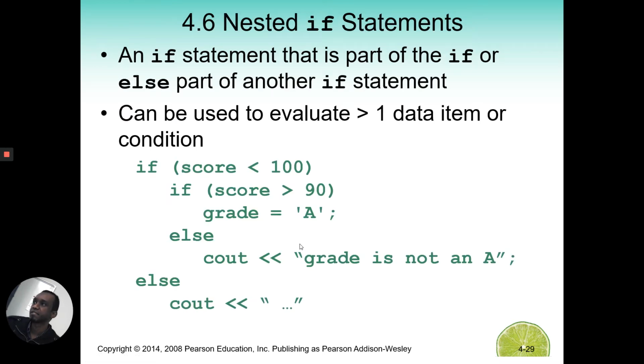You can have a nested if statement, an if statement that is part of the if or else part of another if statement. It can be used to evaluate more than one condition. So here you have if the score is less than 100, then if the score is greater than 90, grade equals A. Else, see out, grade is not an A. Or you can see out another else, whatever else you want to say.